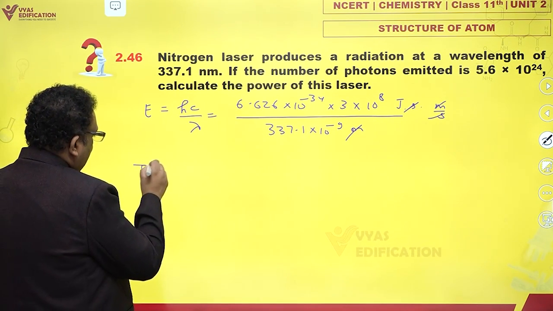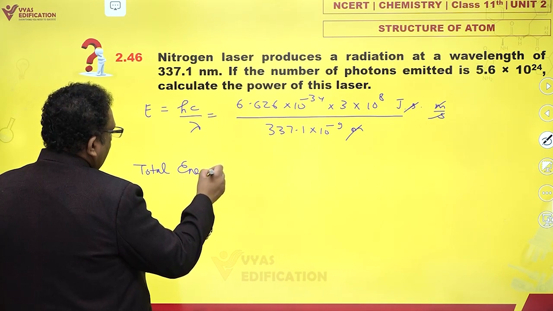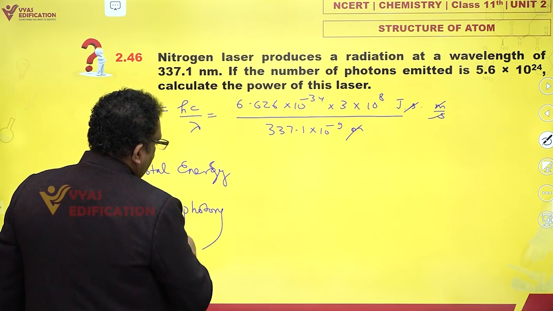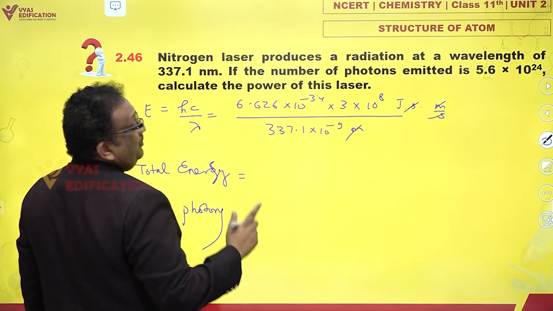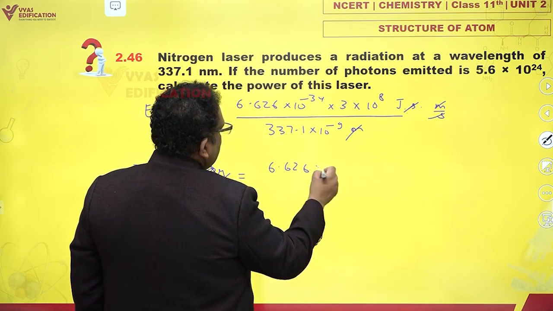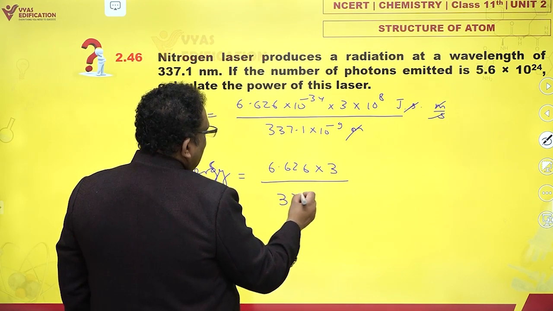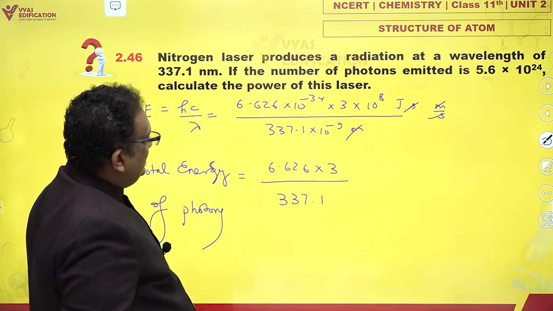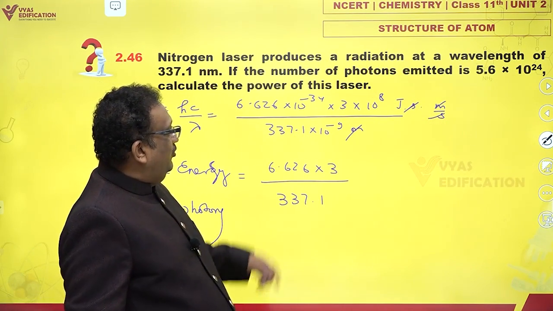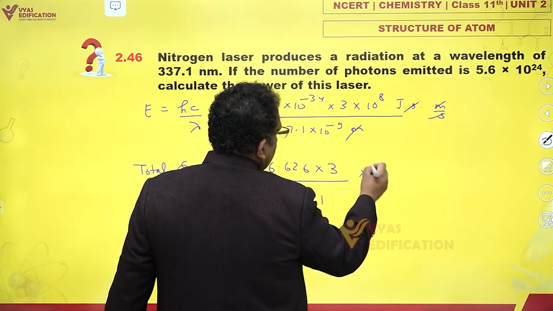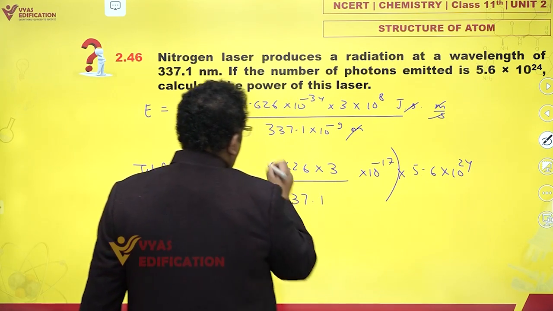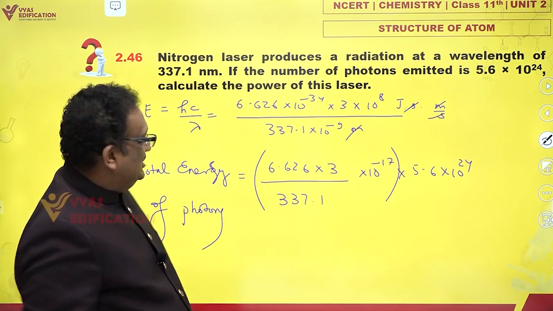So total energy of photons from a laser is this number multiplied by 5.6 into 10 raised to 24. 6.626 into 3 by 337.1. Now powers, let's collect the powers. 9 plus 8 is 17. 17 and 34, this is 10 raised to minus 17. And this multiplied by 5.6 into 10 raised to 24. Fancy. How much is this?